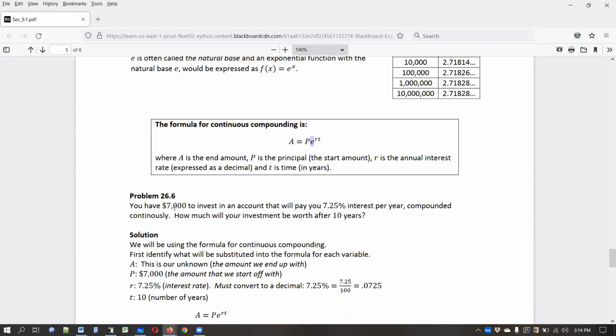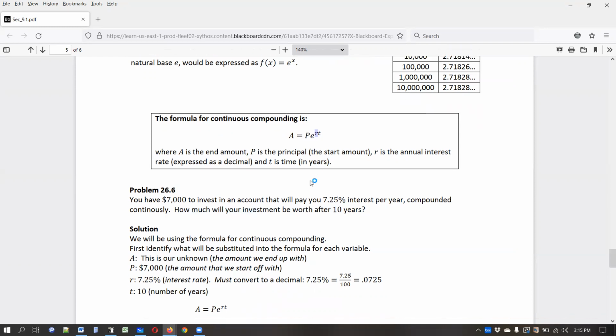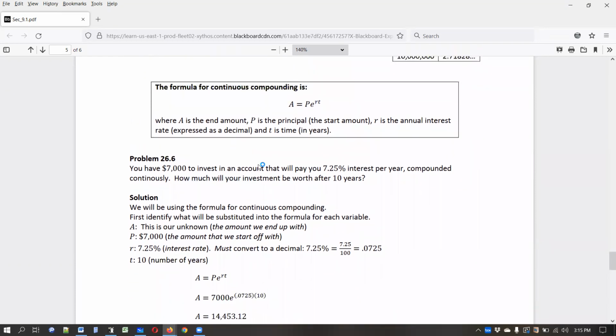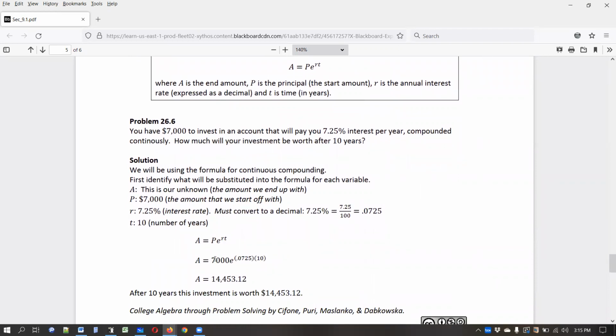So for example, let's take a look at 26.6 first. You have $7,000 to invest in an account that will pay you 7.5% per year. Here is the main thing, compounded continuously. As soon as you read this word, you know this is the formula you have to use. And the question: how much will your investment be worth after 10 years? So they want to know the final amount in your account, which is A. A is the final amount, P is the principal or the initial amount, R is the rate of return, T is the time invested. So once we collected all the data, all we have to do is use the correct formula.